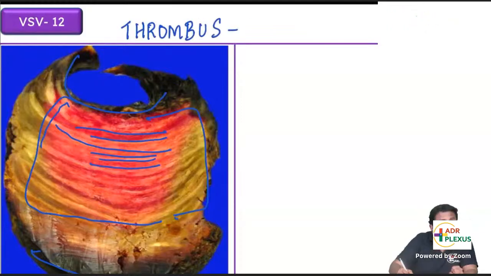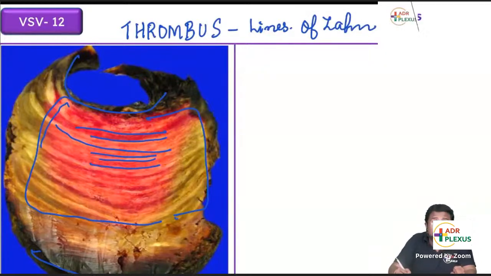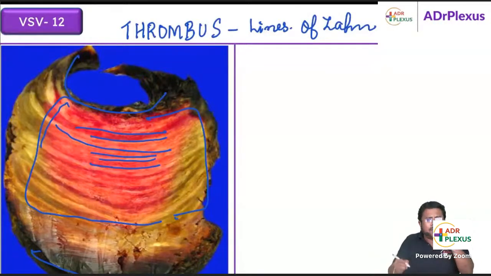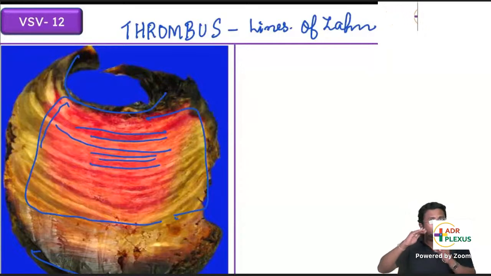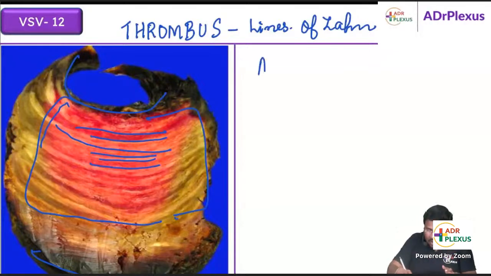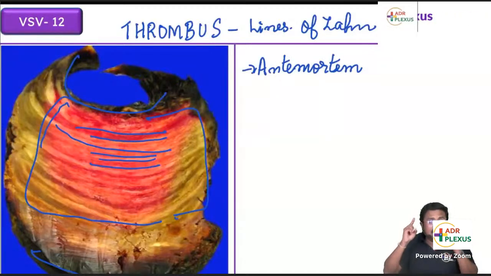Thrombus showing you the lines of Zahn. Now we learned that thrombus is a solid mass. So what is the differentiating point between a thrombus and a blood clot? Thrombus is always antemortem. That is, it is formed only in a live tissue.